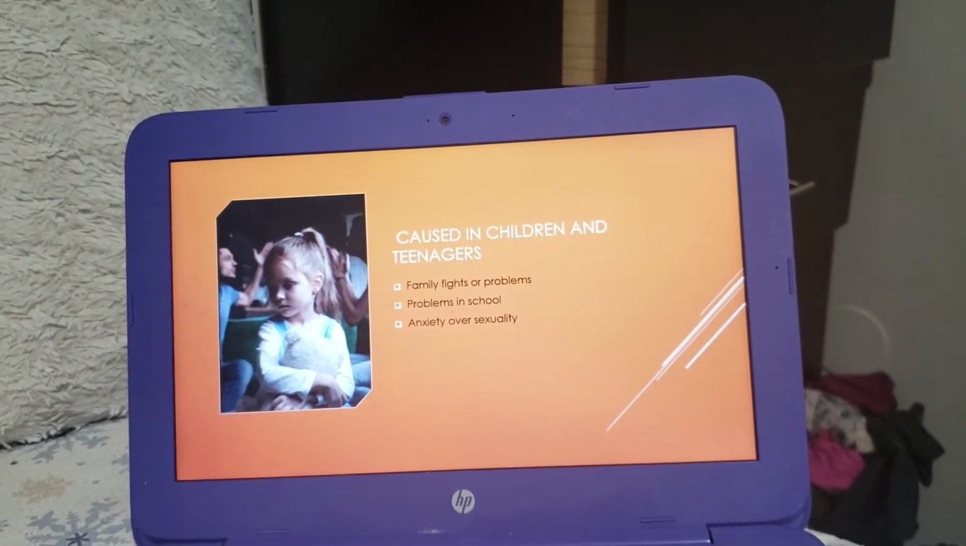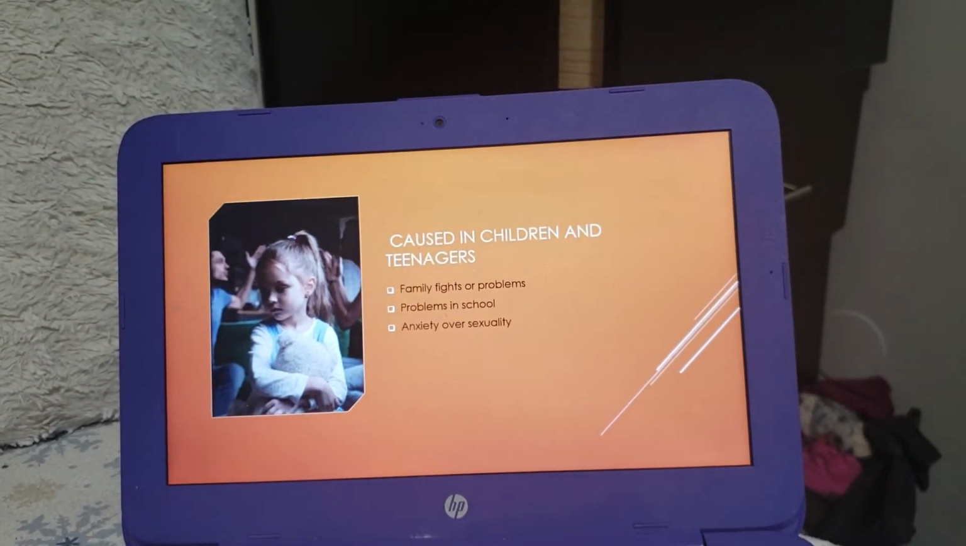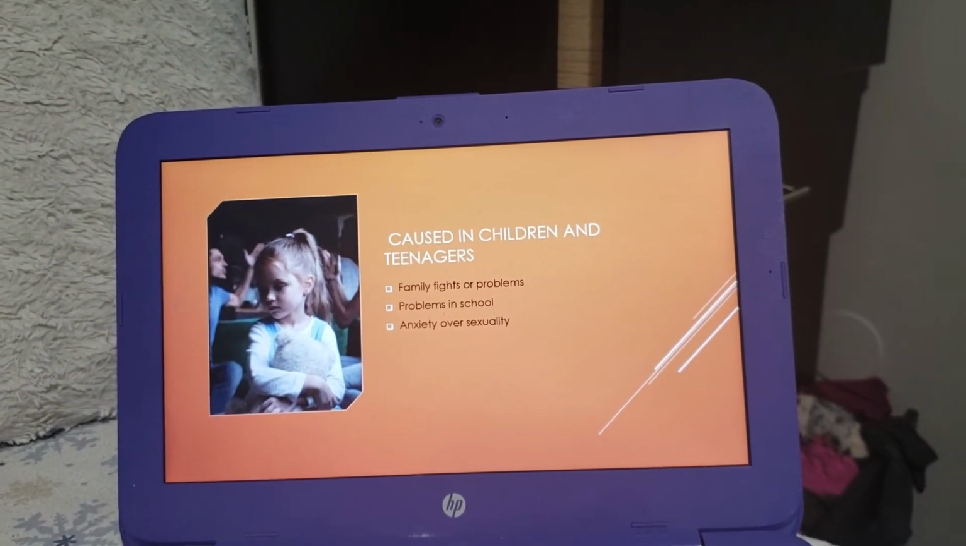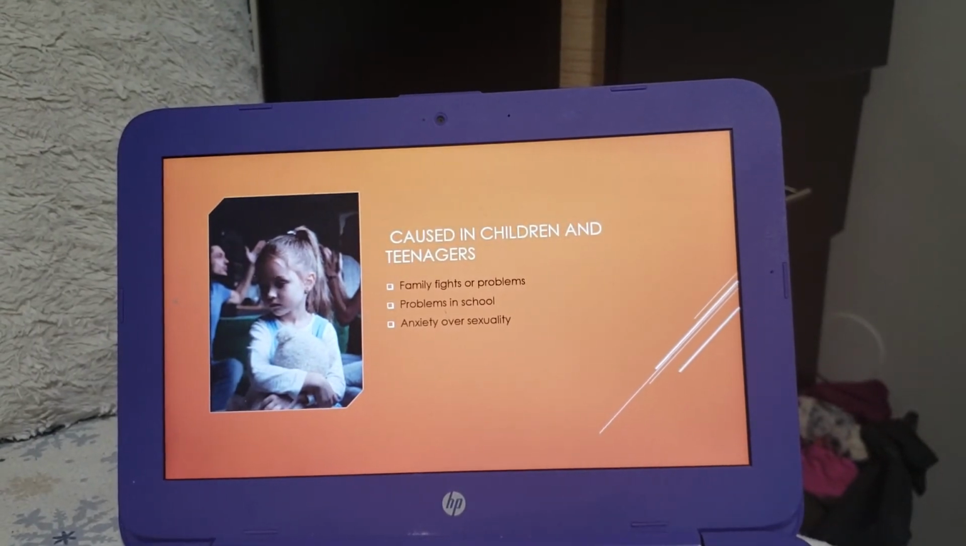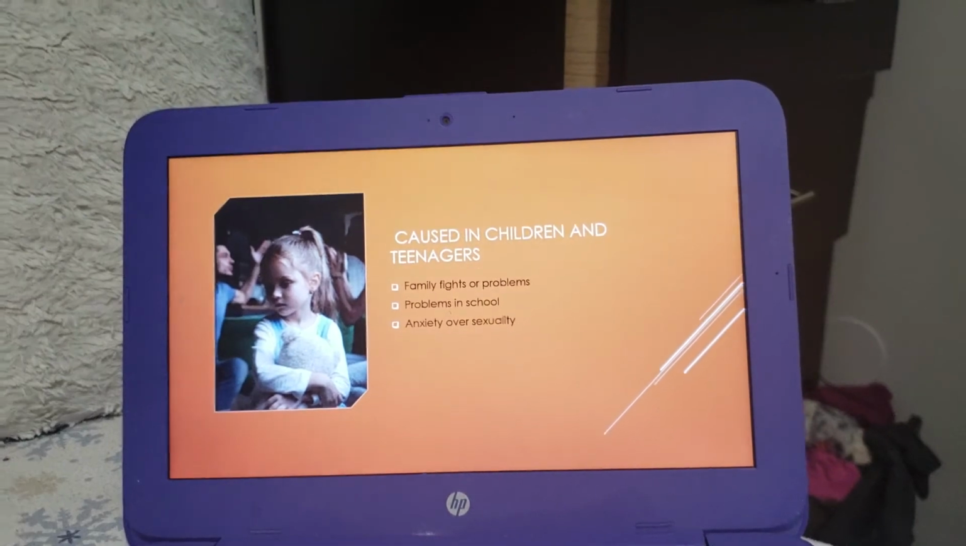Anxiety over sexuality. You may just be coming out. You may just be experiencing your sexuality, or you may be trying to cope with what you are as far as sexuality. These can be things that cause an adjustment disorder.